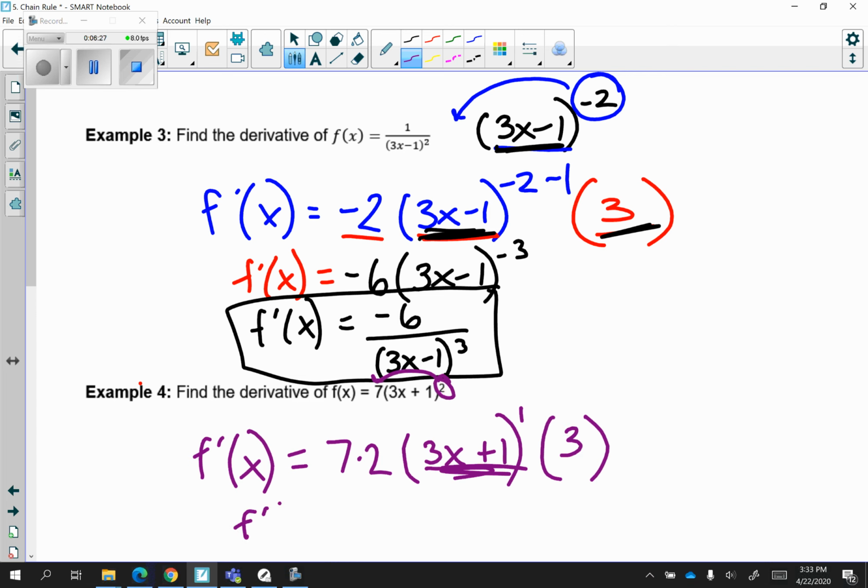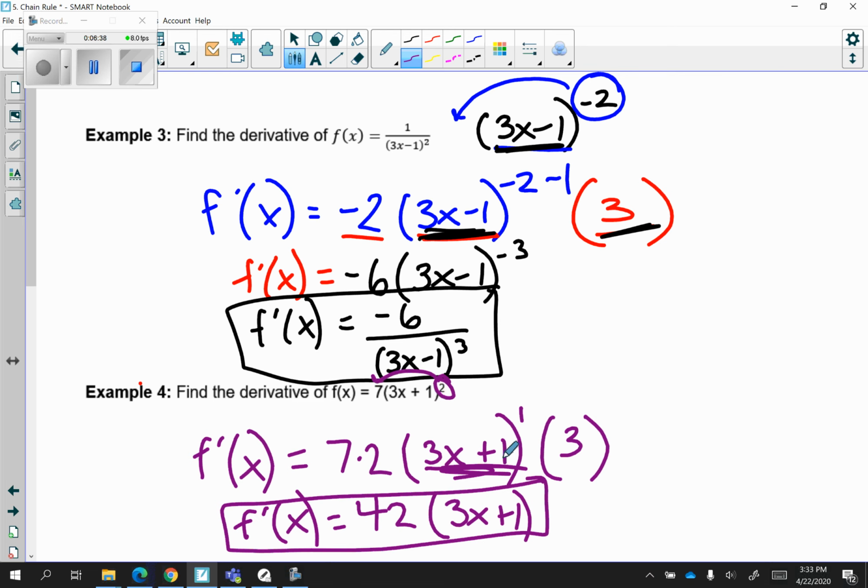So put this all together. 7 times 2 is 14. 14 times 3 is 42. Times 3x plus 1. And there is my derivative.